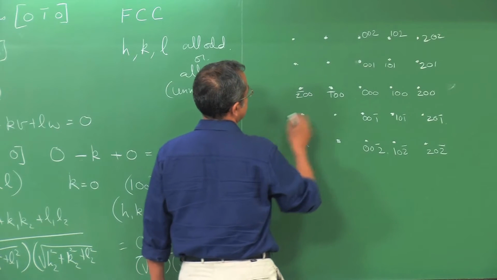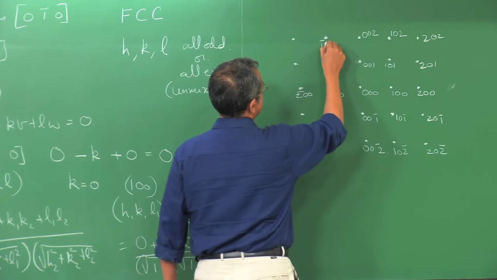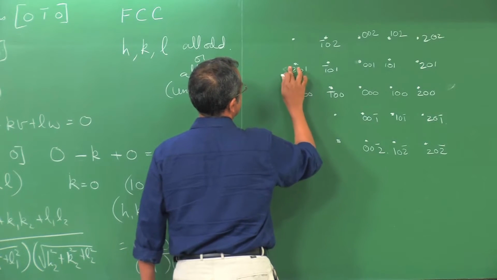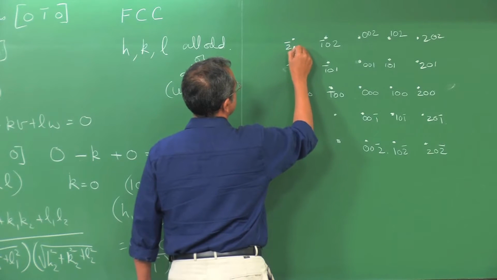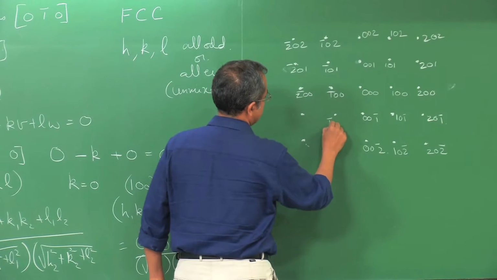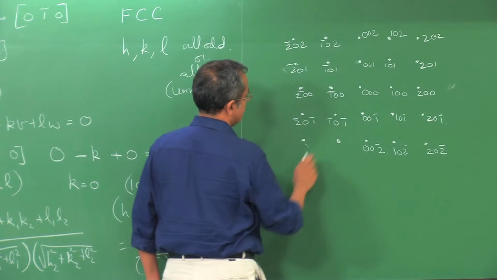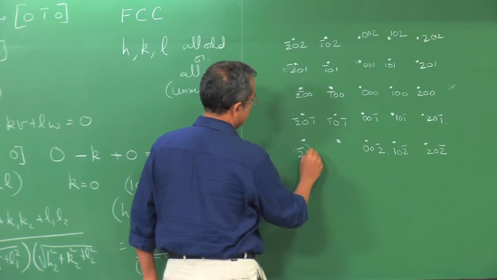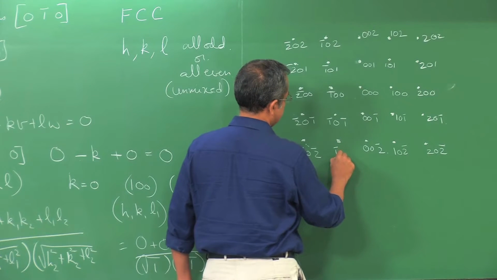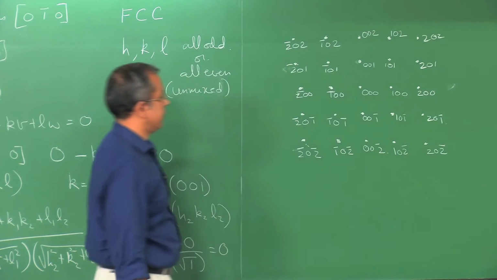Okay. So, similarly this would be bar 1 0 1, this is bar 1 0 2, this is bar 2 0 1, bar 2 0 2. Okay, and we will finish these 4 points here. So, this is bar 1 0 bar 1, this is bar 2 0 bar 1, this is bar 2 0 bar 2, and bar 1 0 bar 2. Yes. So, that is what we have.